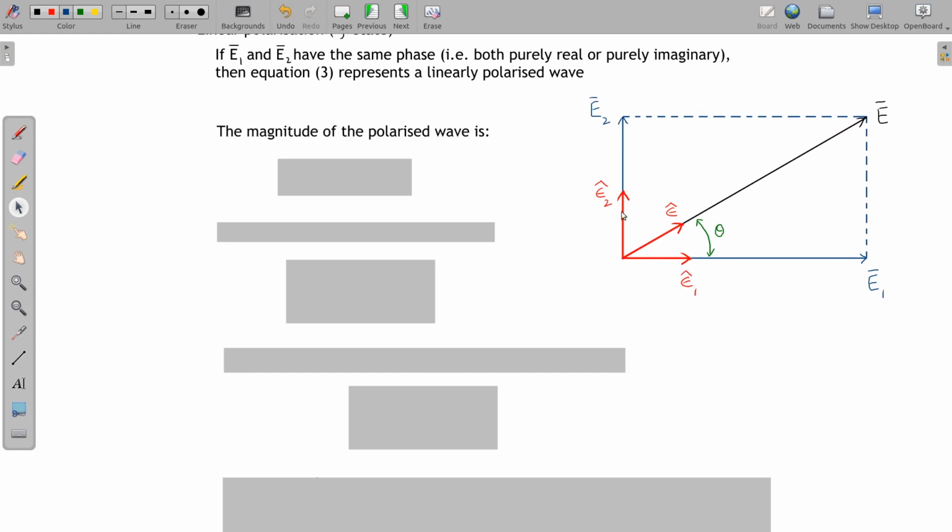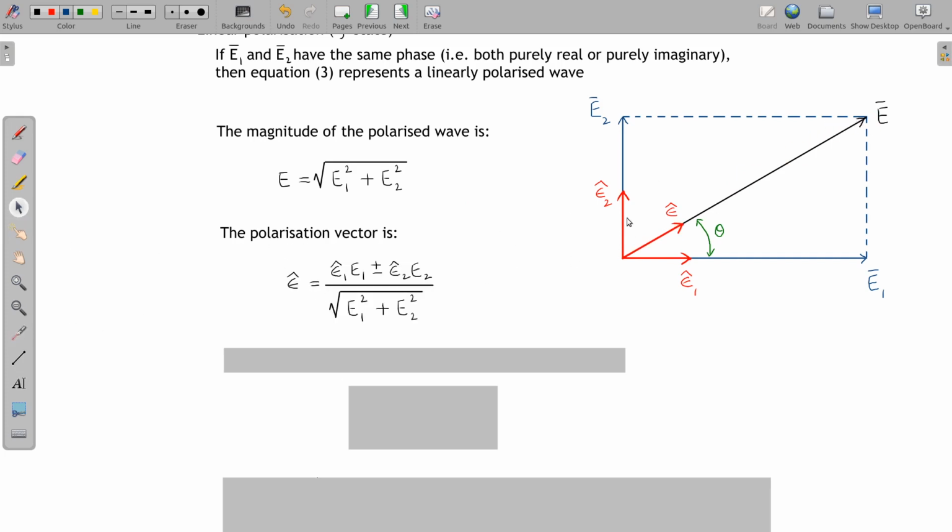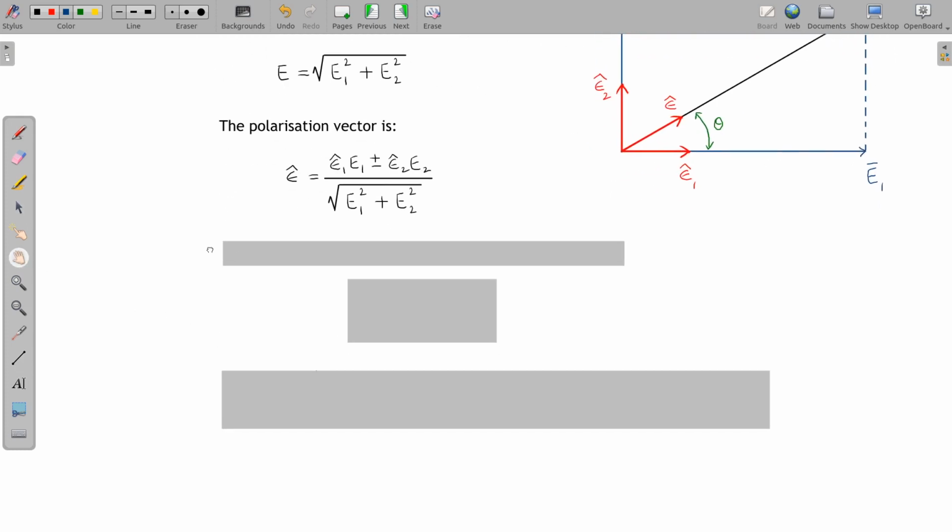The magnitude of the polarized wave is very straightforward, it's just basic trigonometry. It is the square root of E1 squared plus E2 squared. Then the polarization vector. What is the polarization vector? The polarization vector is the unit vector along the resultant electric field, and this polarization vector, epsilon in this case, can be obtained using epsilon 1, epsilon 2, and knowing the magnitudes of E1 and E2. So epsilon 1 E1 plus or minus epsilon 2 E2, divided by the magnitude of the polarized wave. That gives us the polarization vector in this case.